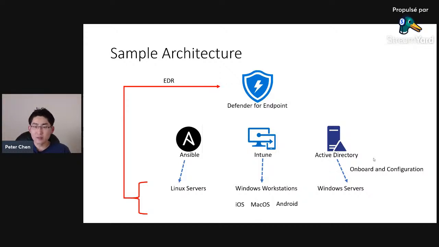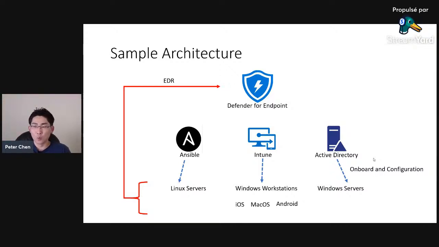that I may come across: you will have Linux servers that may be managed by Ansible. So you will deploy the agent and deploy the configuration through an Ansible playbook. And for your Windows workstation, your iOS mobile device, Android mobile device, and possibly Mac, those will be managed through Intune, and Intune will be pushing down the Defender agent once the endpoint is enrolled into Intune, and the configuration will then be pushed down as well.